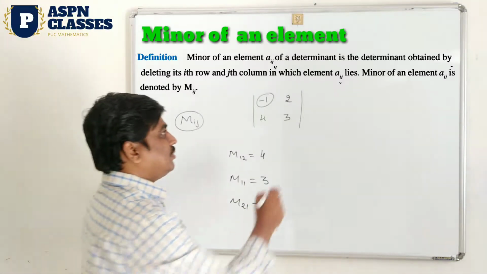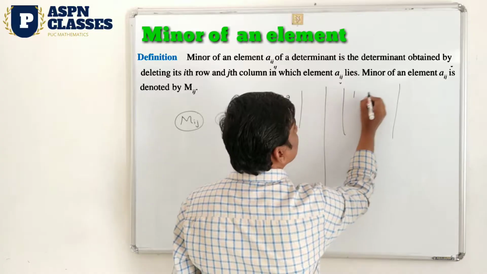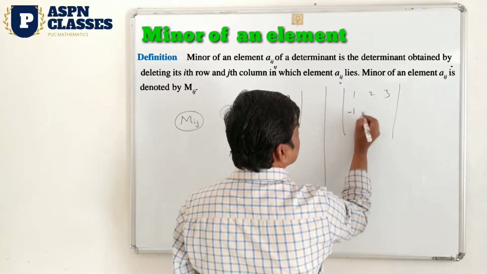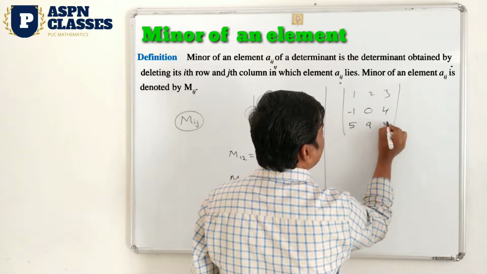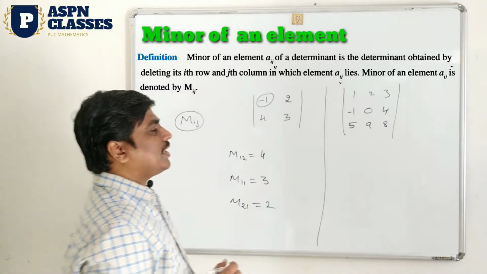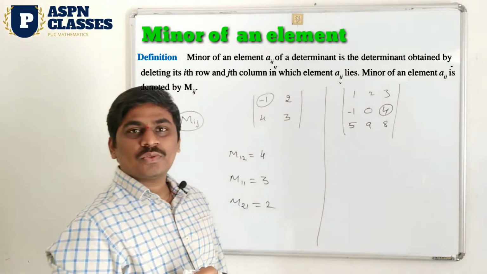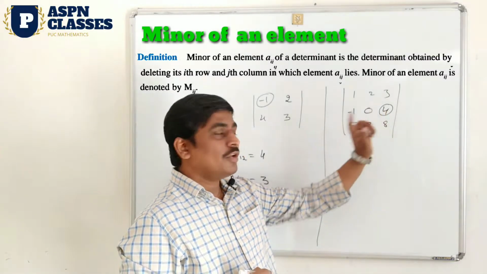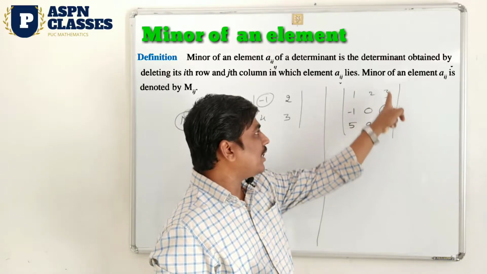It is simple. Suppose a 3 into 3 order determinant is given. I am going to take 1, 3, 5, 9, 8 here. So here a 3 into 3 order determinant is given. Now you have to find the minor element of the 4. What is the address of that 4? Check here: this is the second row and the third column.